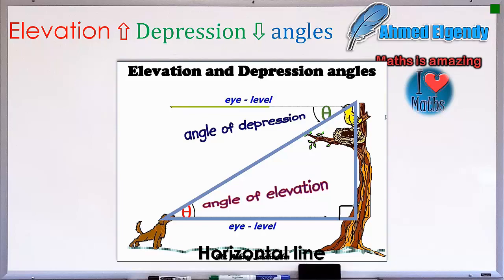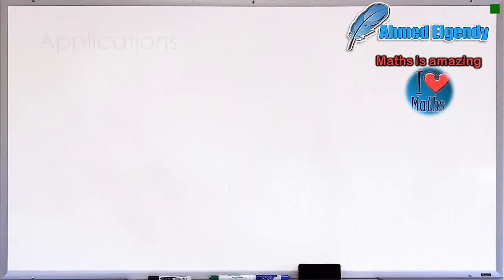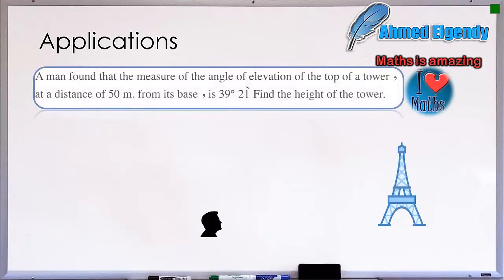Let's see some exercises. First one: a man found that the measure of the angle of elevation of the top of the tower. The man wants to find the top of the tower. Firstly, we must draw the horizontal line from the man, at eye level, to the base of the tower, and draw the line from the eye of the man to the top of the tower. This angle will be the elevation angle. It equals 39 degrees 21 minutes. Find the height of the tower.